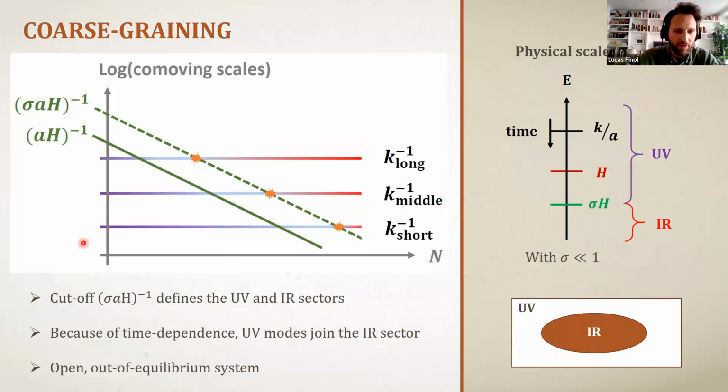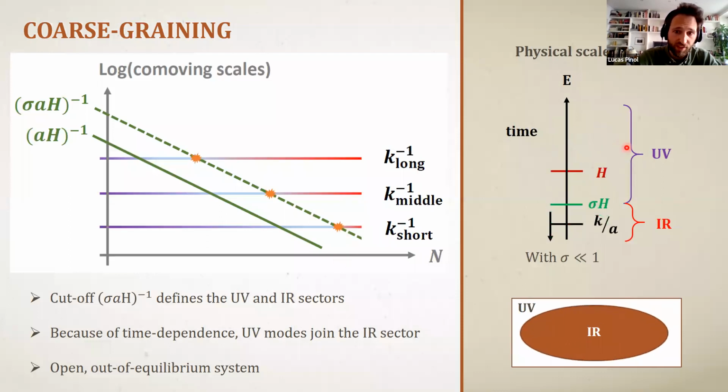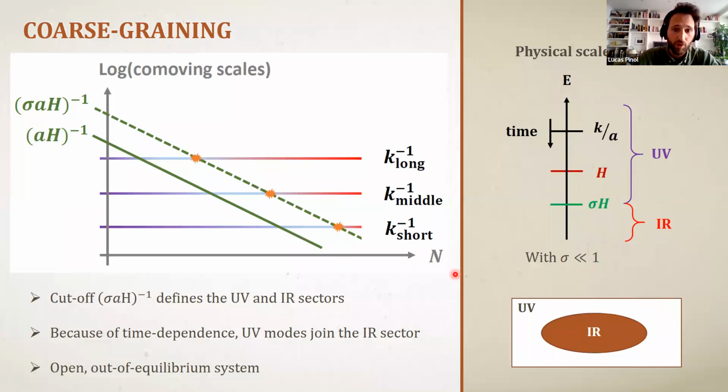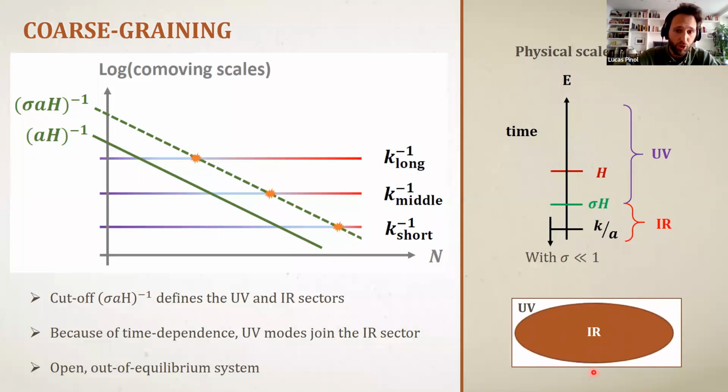So the crucial point is that this definition is not static. Because the co-moving Hubble radius is decreasing, you see that at different times, your infrared and your ultraviolet sectors are different. As time passes, you have more modes that come from the UV sector and go into the infrared. So that means that within your UV sector, the infrared sector is actually growing and taking much more space in the space of wave numbers. Therefore, if you want to describe this infrared sector, what you're actually describing is an open system out of equilibrium that receives contributions from the ultraviolet sector at each time step.